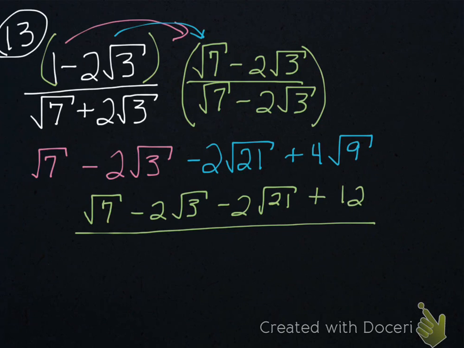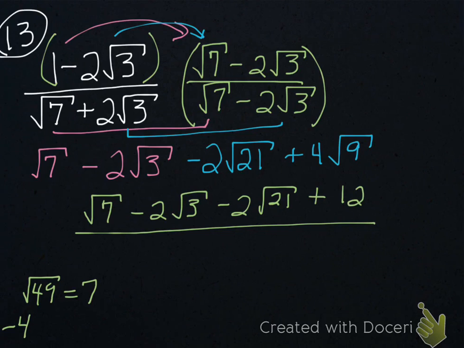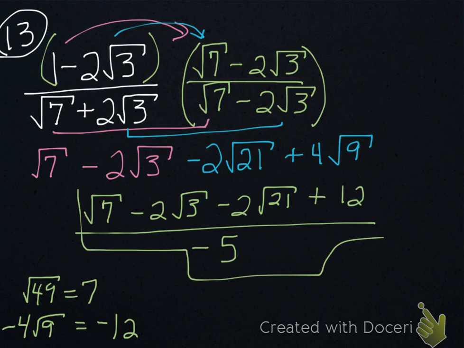Now let's do the denominator. The 7s and then the 2 square root 3s. So square root 7 times square root 7 gives me square root of 49, which equals 7. My second term, I would have 4 square roots of 9. That's 4 times 3, which is 12. So I have 7 minus 12, which is negative 5. So my solution is the whole thing on top divided by negative 5.